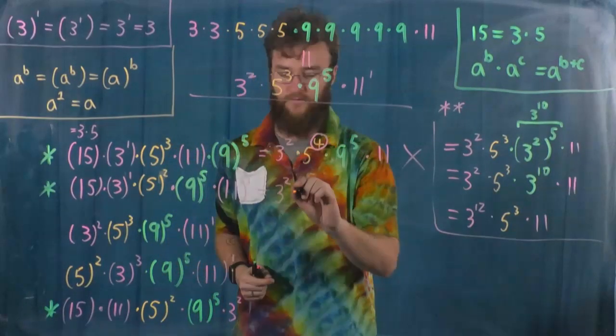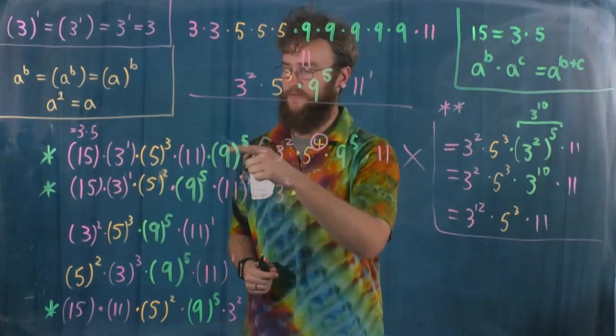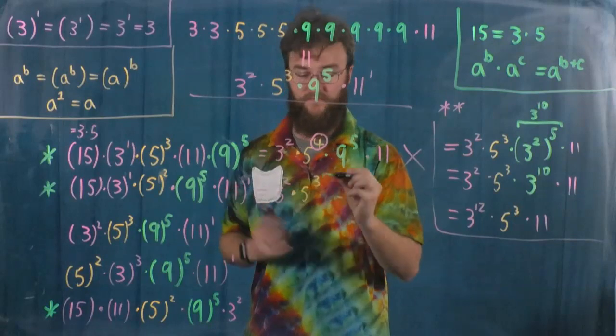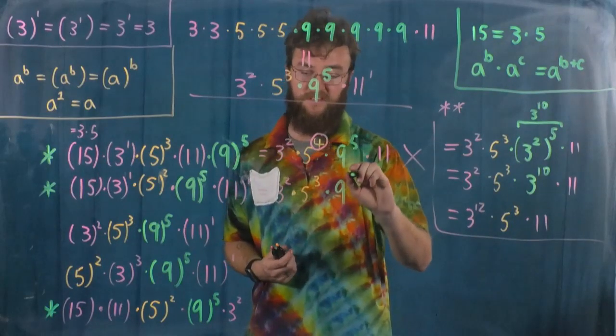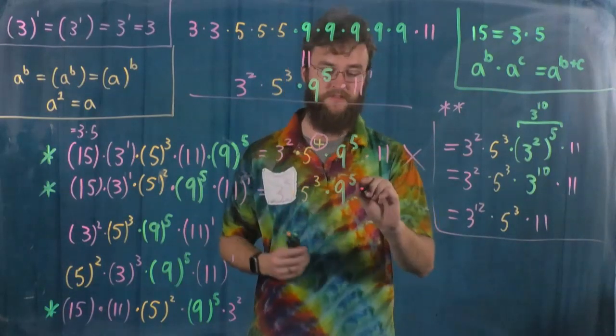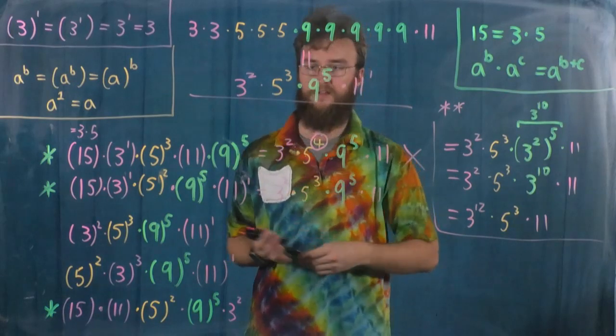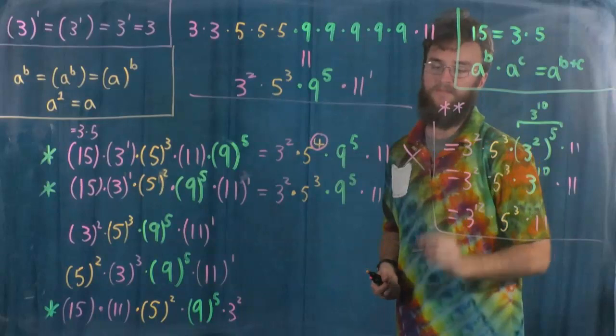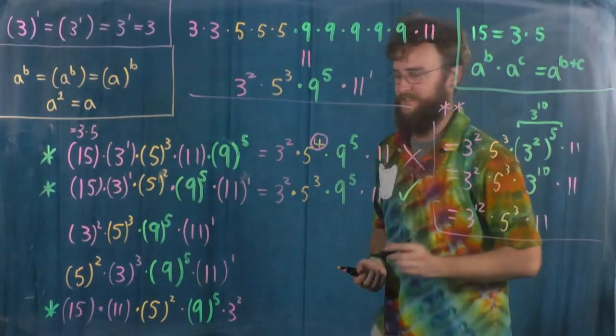So without having to check everything piece by piece, I know that this is equal to 5 squared. Here we had 5 to the 4 on the first line. On the second line, we have one less 5, so that's going to be 5 to the 3 times 9 to the 5, and then times 11 again. And sure enough, that matches up term by term with the thing we're aiming for. So yes, this is a correct answer.